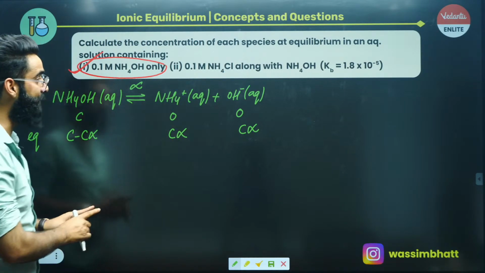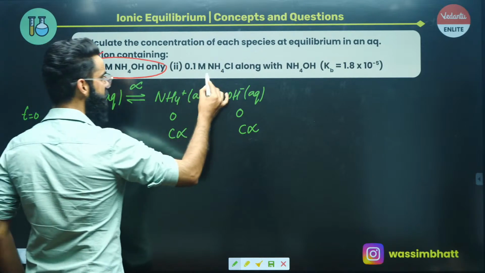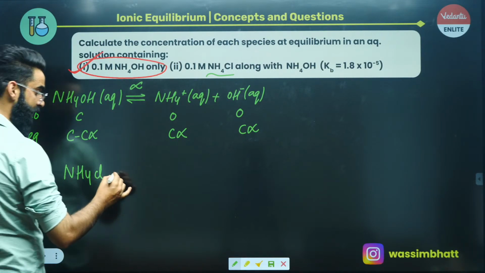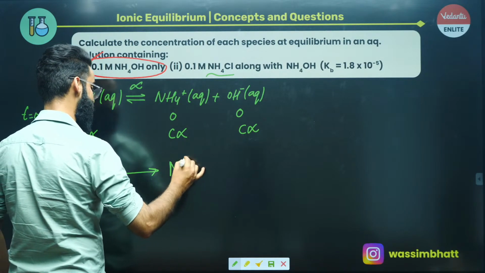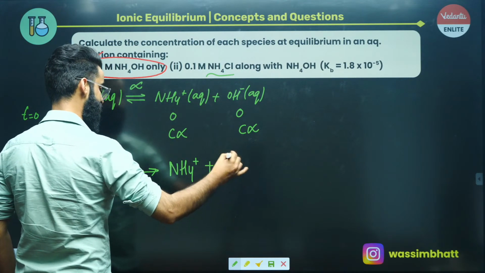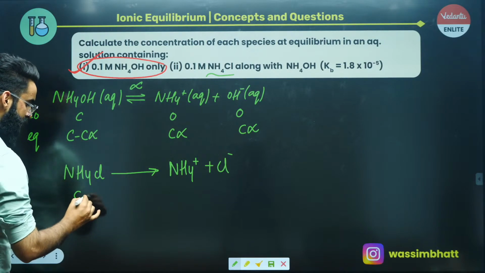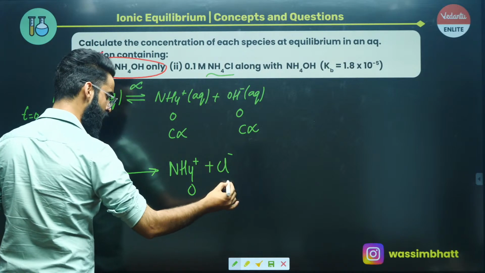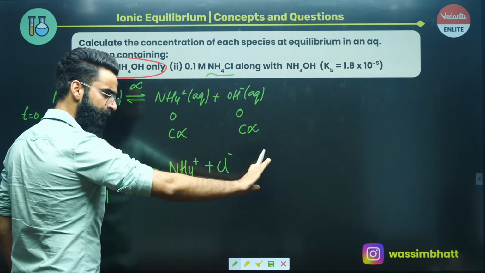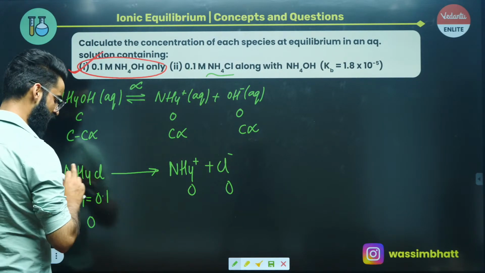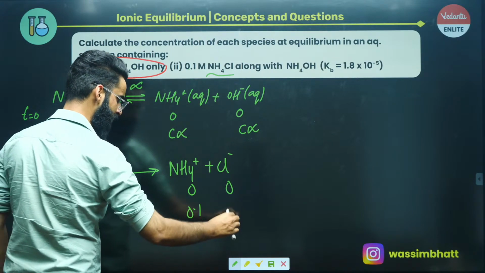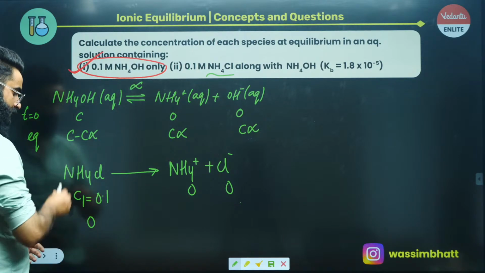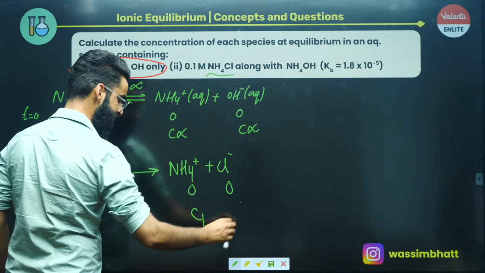Now in the same container, my dear people, you are introducing NH4Cl as well. NH4Cl is a strong electrolyte. If it is a strong electrolyte, it's going to dissociate completely into its ions, and its ions are going to be NH4 positive plus Cl negative, right? Let's say its concentration is C1, and the concentration of this NH4Cl is given to me as 0.1. Initially this was 0, this was 0. Now it's a strong electrolyte, so it gets dissociated completely into its ions, and I'll be left with 0. 1 mole gives 1 mole, so from C1 you'll be getting C1, and this is C1.